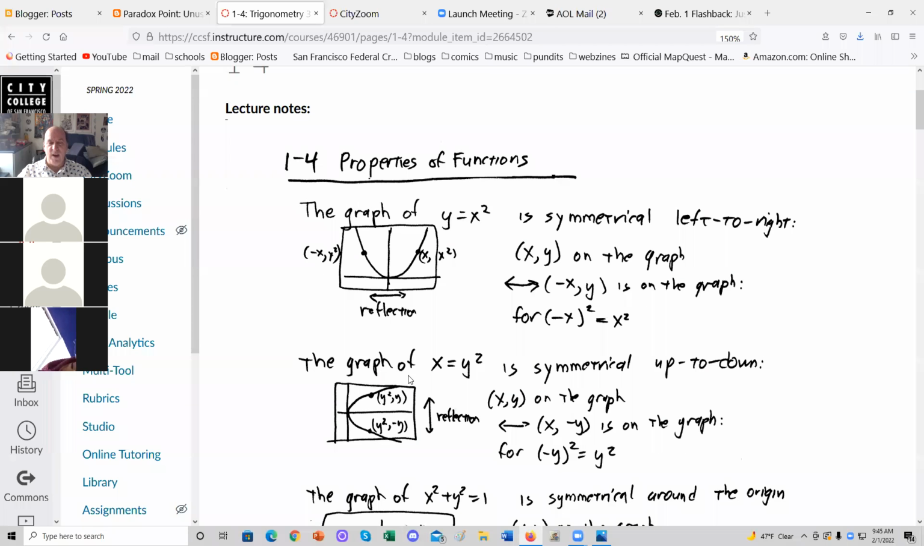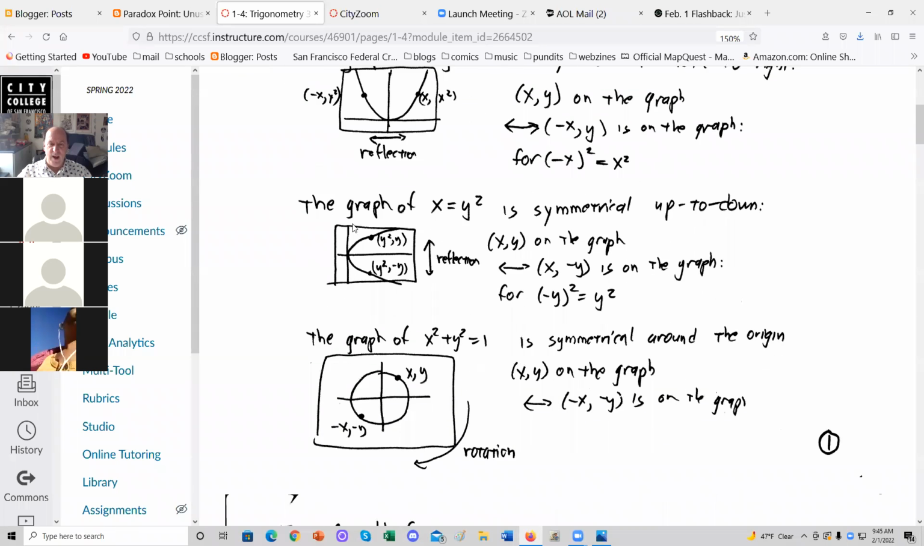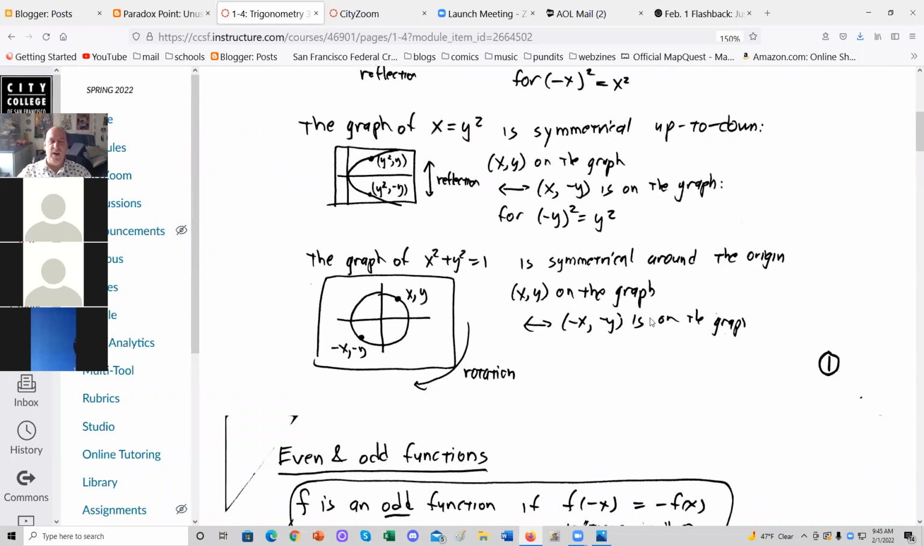Here we have a graph of x equals y squared. It's symmetrical up to down. If we flip across the horizontal axis, you get the same graph. So if (y squared, y) is on the graph, then (y squared, negative y) is also on the graph. (x, y) on the graph, (x, negative y) on the graph, we're symmetrical up to down. Now, this is not a function, however, because for a given value of x, which is y squared, there'll be two values of y. Here we have another non-function graph, it's a graph of a circle.